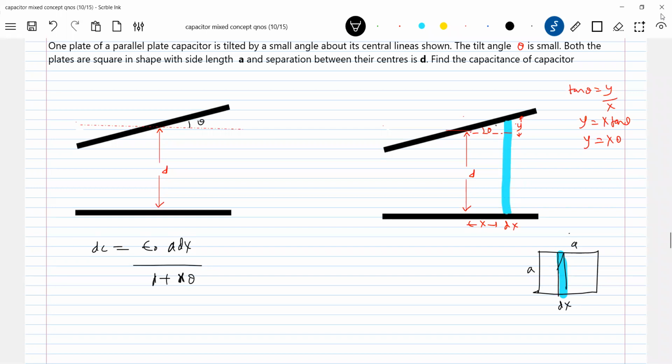This is where I defined x equal to 0. So what is the limit here? This limit will be a by 2, and the other limit will be x equal to minus a by 2. So now we'll integrate this. C is equal to epsilon naught a. Now what should be the limit for x? Minus a by 2 to plus a by 2.